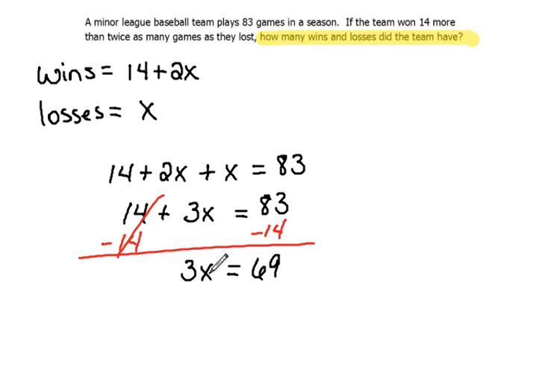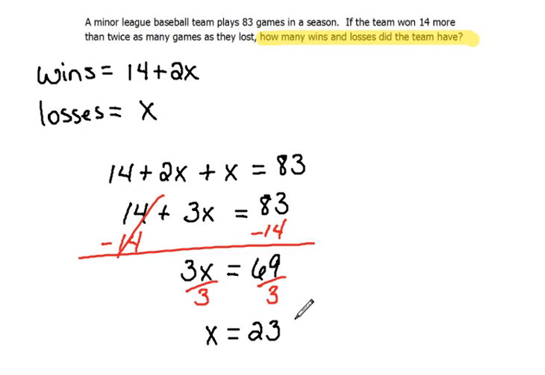And now we want x alone again, still, is what our goal is. So instead of multiplying by 3, the opposite would be to divide by 3. That leaves us with x equals 69 divided by 3. Well, that would be 23.